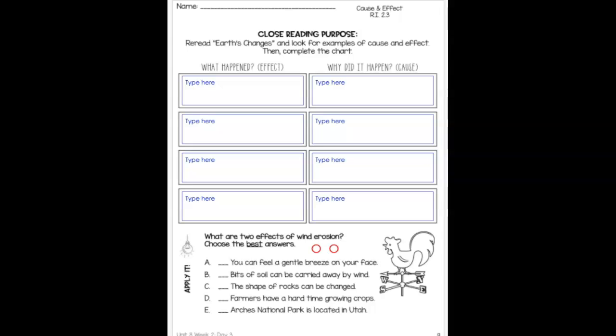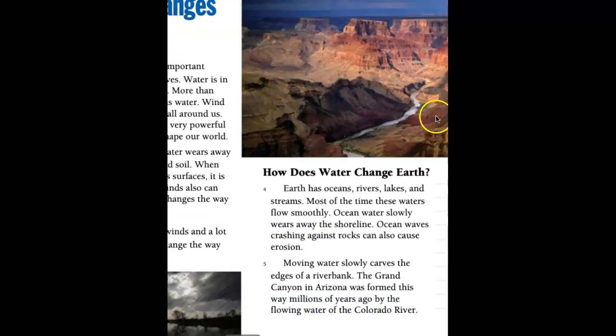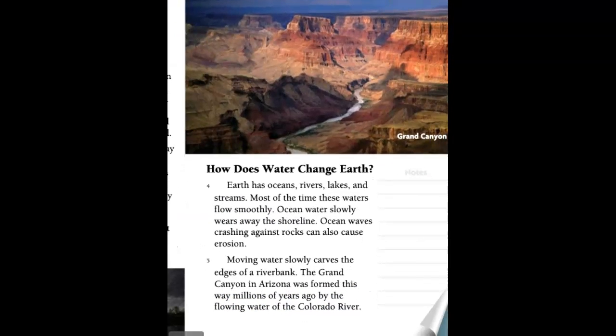And so when I did that in paragraph 5, and let's go to paragraph 5 so y'all can have a visual. In paragraph 5, I read that the Grand Canyon was formed when the moving water of the Colorado River carved the edges of the riverbank. The Grand Canyon is the effect, or what happened. Moving water carving the edges of the riverbank is the cause, or why it happened. So the two events are connected.